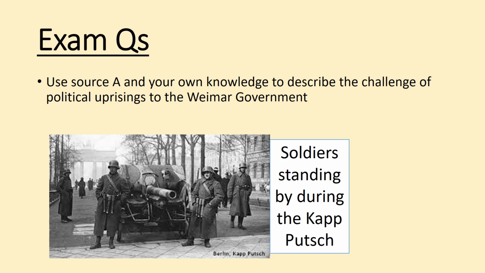And then you've got a picture of soldiers standing by during the Kapp Putsch. Now it's a deliberately vague heading because it's requiring you to know why the soldiers are standing by during that particular putsch. So for this one, it is a 5-marker, so you're going to need to write at least 5 sentences that include your own knowledge, specific reference to source A, and context about political uprisings to the Weimar government. So pause the video and give that one a go now, please.